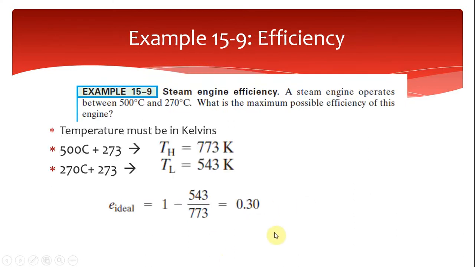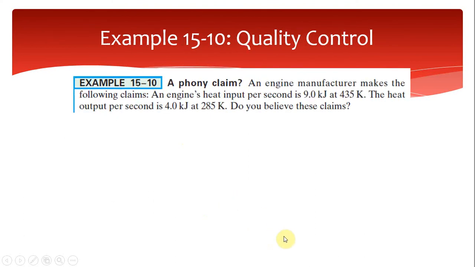Seen right here. You can use this ideal efficiency to understand whether or not a manufacturer is making phony claims about a product. An engine manufacturer makes the following claims. An engine's heat input per second is 9 kilojoules at 435 kelvins. The heat output per second is 4 kilojoules at 285 kelvins. You can use these 4 separate pieces of information to determine whether or not the manufacturer is being truthful.